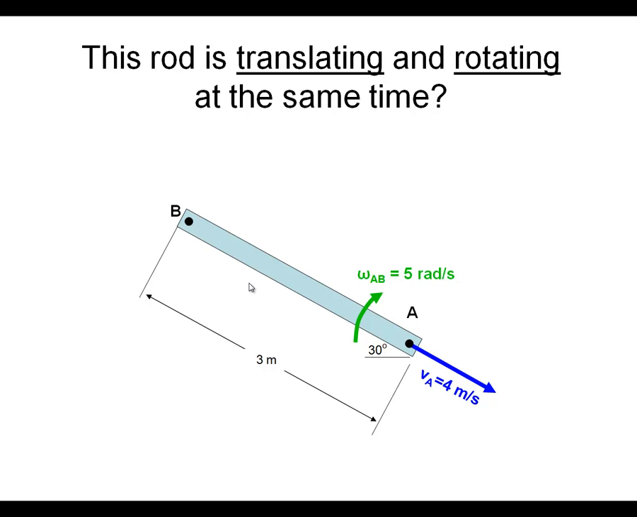Let's do another example. Here's a rod that is translating and rotating at the same time. Think of a rod that you throw and it's flipping end over end through the air as well as translating. If we knew that point A was traveling at 4 meters a second in the direction shown by the blue arrow, and it happened to be rotating at 5 radians per second, let's find out the velocity of point B.